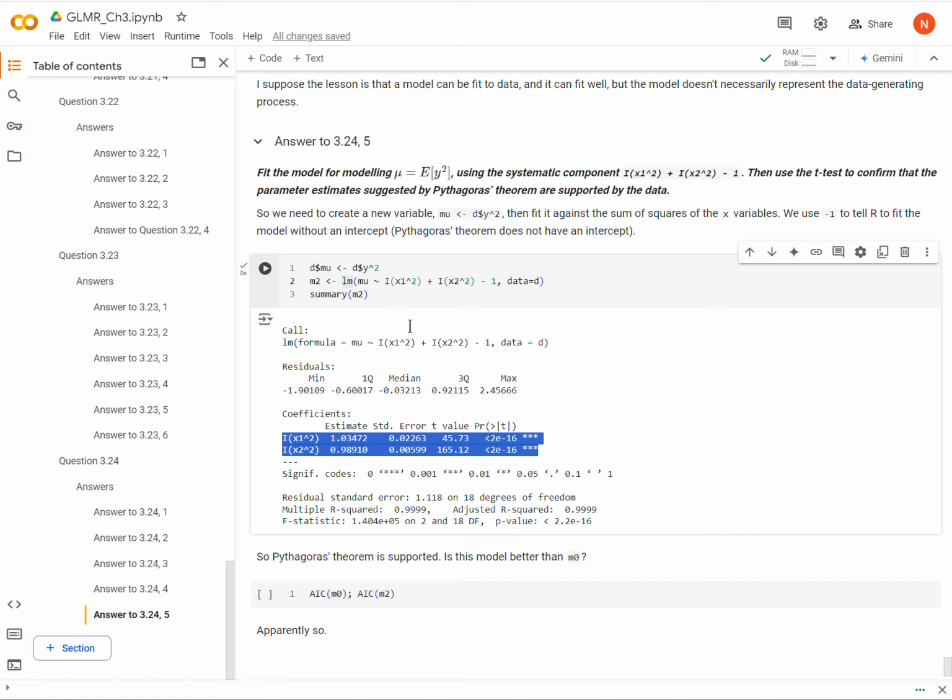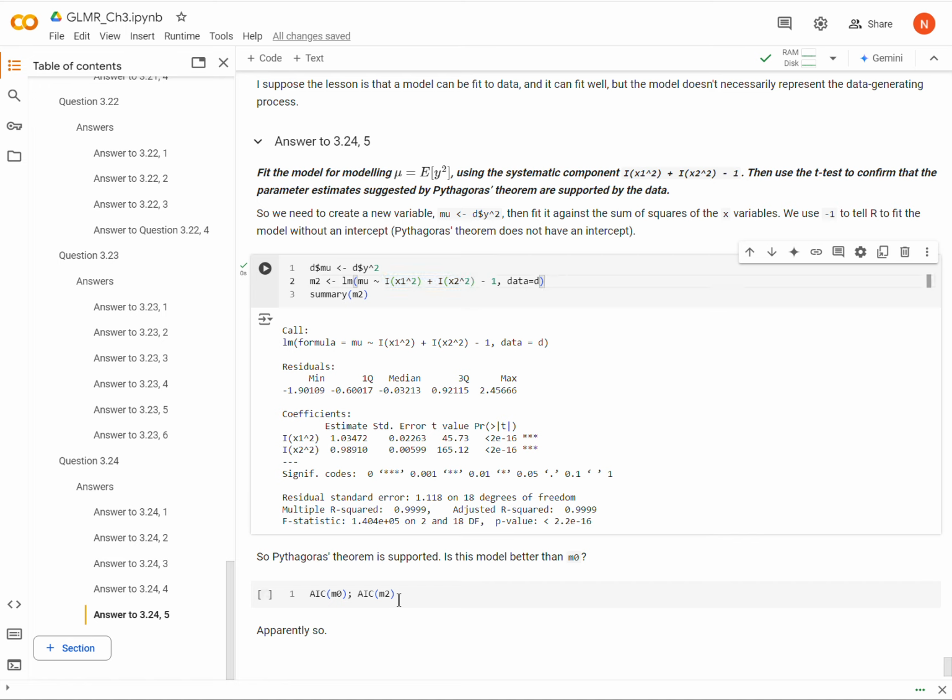because Pythagoras' theorem means that both x1 squared and x2 squared are very important to determining the hypotenuse, right? It's a deterministic relationship. Now, we might even go on to say which model is doing better, this one or M0, which again did not represent Pythagoras' theorem.